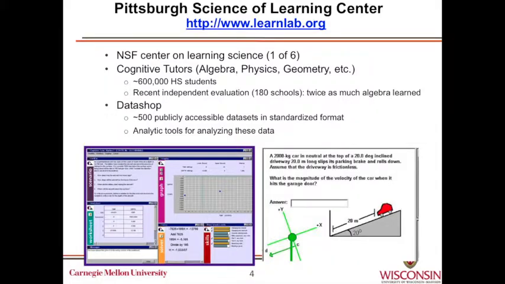In Pittsburgh, we have this NSF center called the Pittsburgh Science of Learning Center, and it's been around for almost 10 years now. It's focused most of its work on exploring how these cognitive tutors that are based on theories of cognitive science from our own department, John Anderson's work in the 80s and 90s. An offshoot of that work has been to build these tutors in algebra and geometry that are in high schools all over the country.